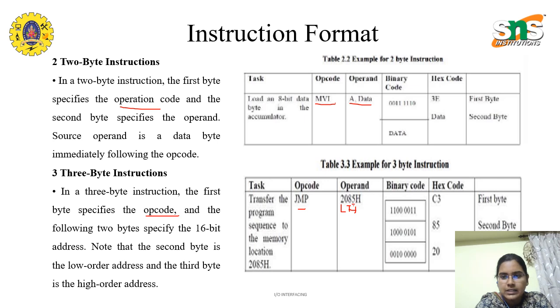And you can see here C3, that is jump, which is coded as C3, that is the first byte, and the second byte will be your lower order 20, and the third byte will be your higher order 85. So these are the three types of instruction formats that we follow in the 8051 microcontroller.